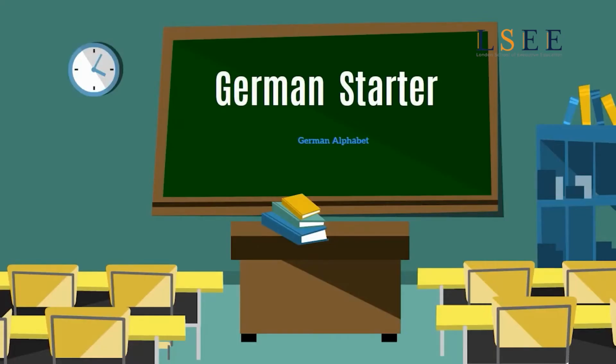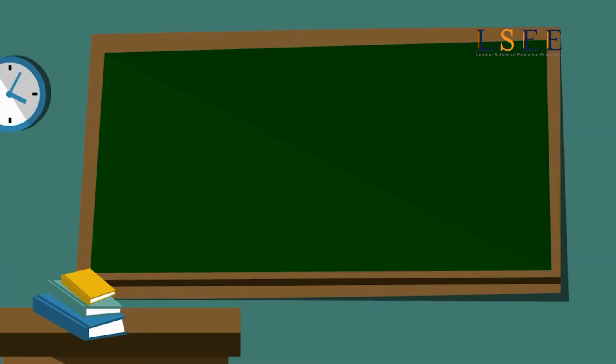Welcome to German Alphabet Overview. In this lesson, we will learn the German alphabet. The letters in the German alphabet are the same as in English. However, there are 4 more letters which you will come across in the German language.